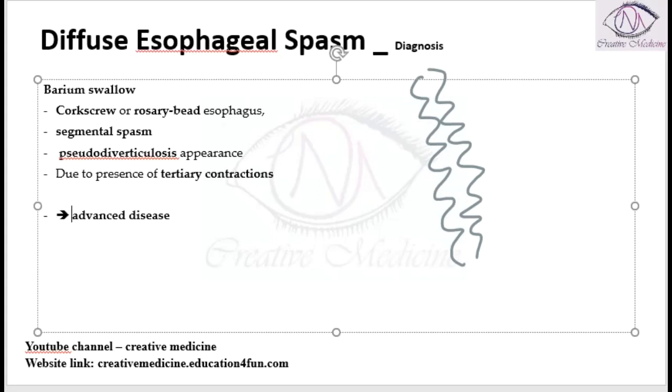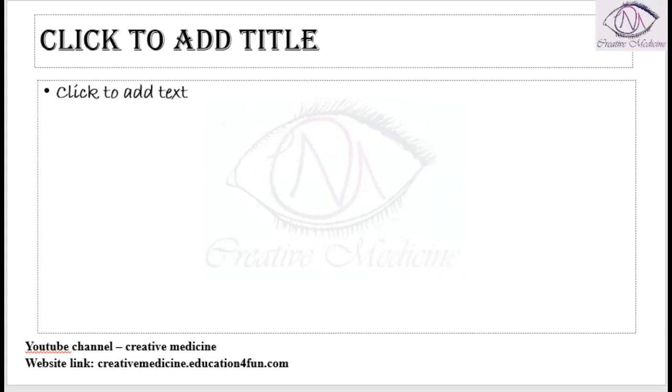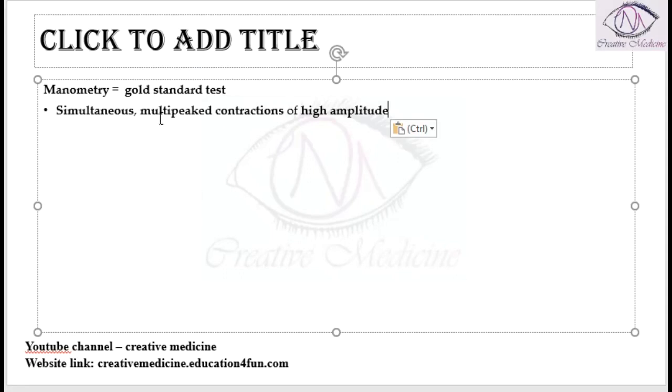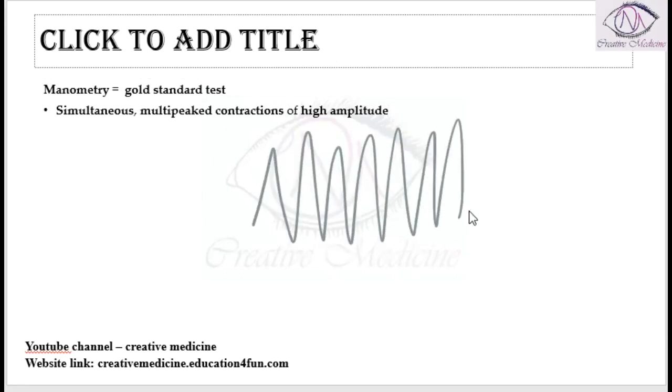One more important thing is that the gold standard investigation is manometry. Manometry is the gold standard investigation for the diagnosis of diffuse esophageal spasm. In manometry, the main findings are simultaneous multi-peaked contractions seen at high amplitude.